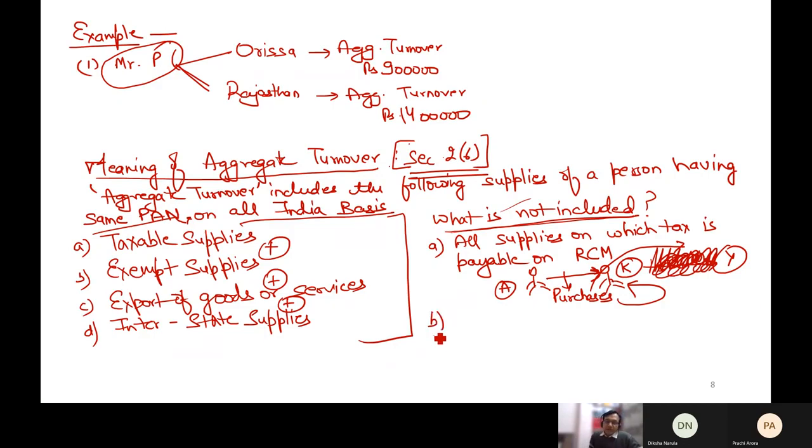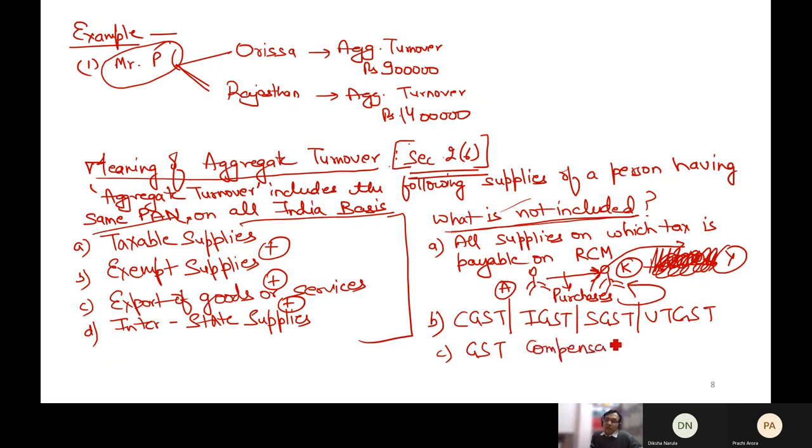Second, what should not be included is all GST taxes, whether it is CGST, IGST, SGST, UTGST, these taxes are also not included. GST compensation cess is also not included. So I'm not discussing anything new. It is written in section 2 clause 6. Let me show you this.